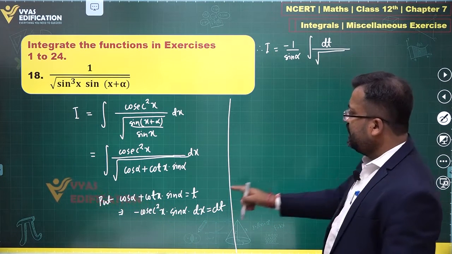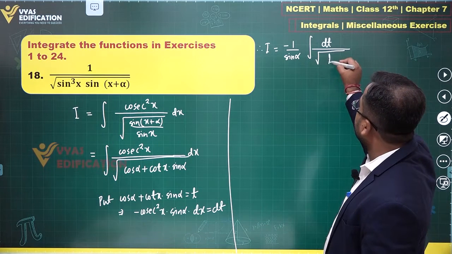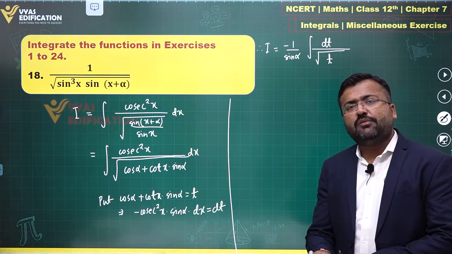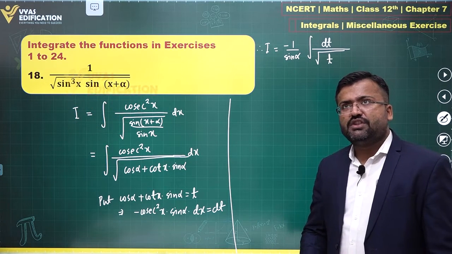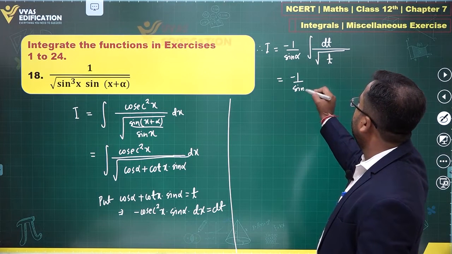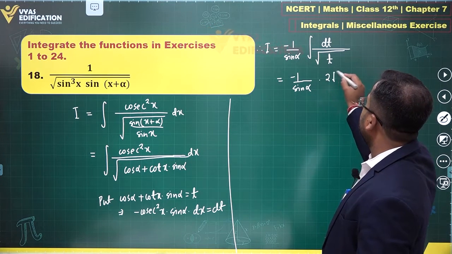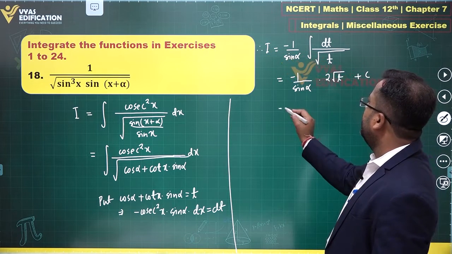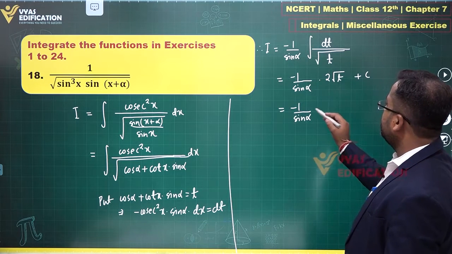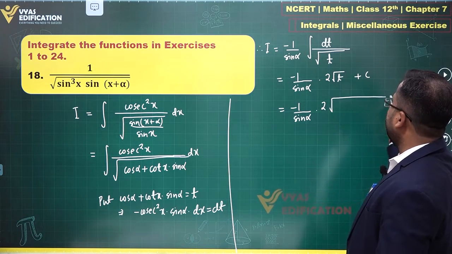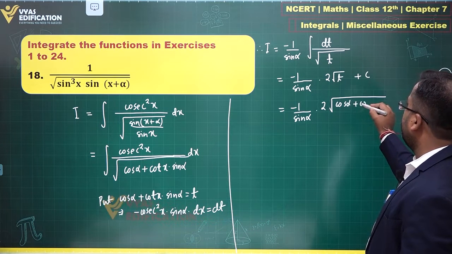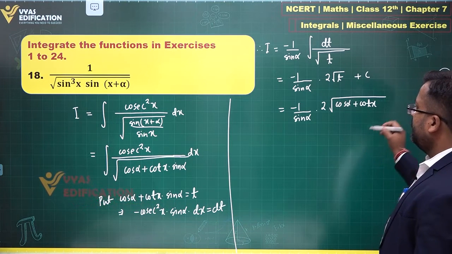Under root of this whole expression, which is t, so 1 upon root t. This is t to the power minus 1 by 2. The integral will be t to the power 1 by 2 upon 1 by 2, which is 2 root t, that is, 2 square root of t plus constant, and minus 1 upon sine alpha is okay. This is 2 square root of t, which is the square root of cos alpha plus cot x sine alpha.